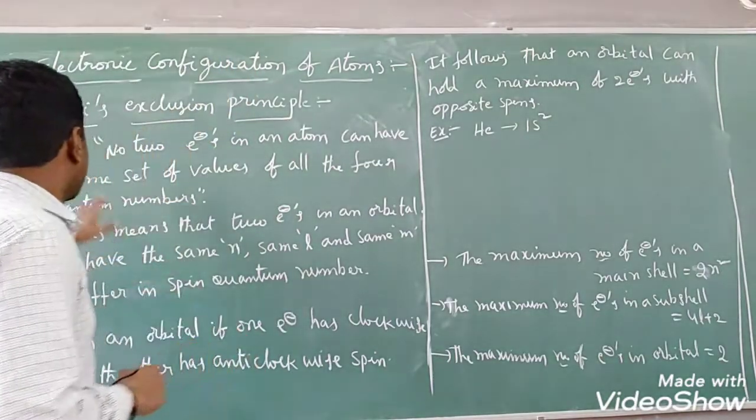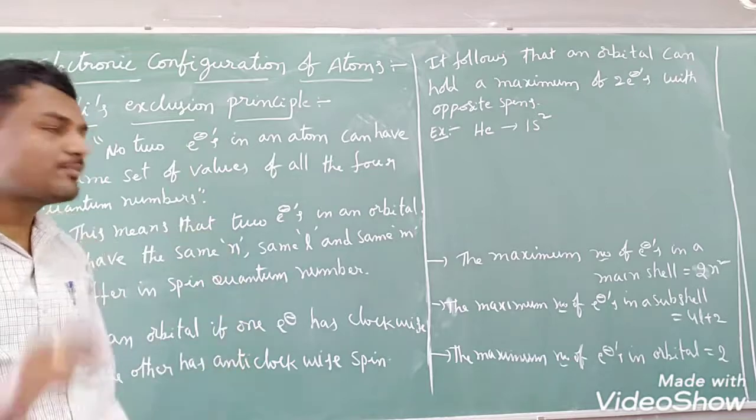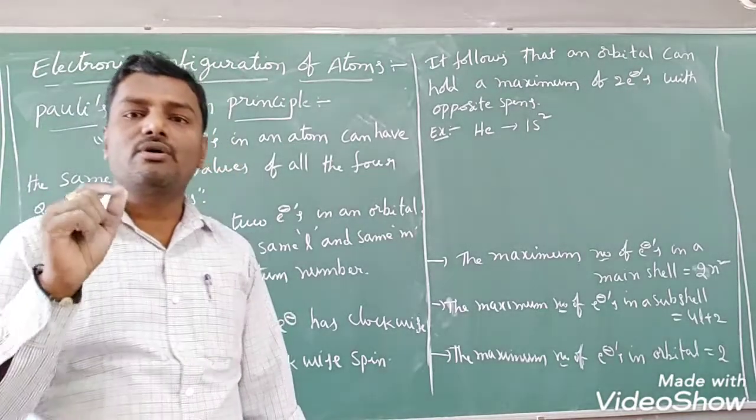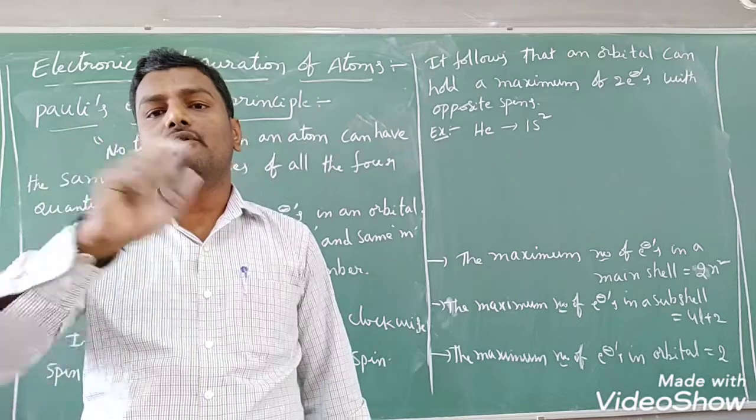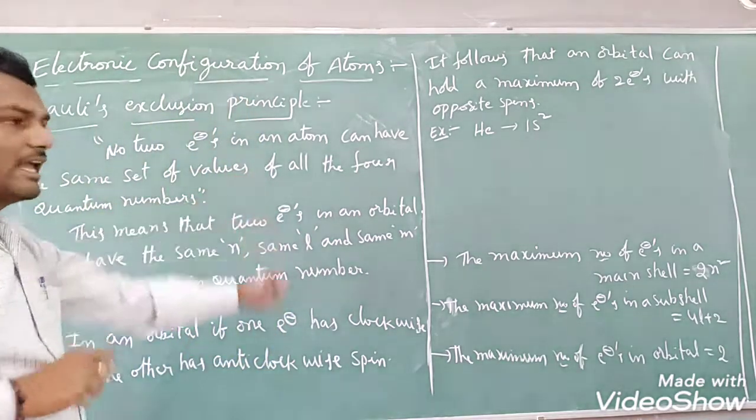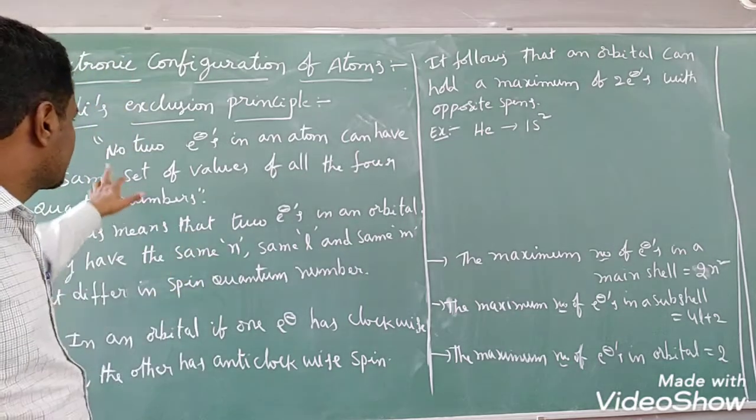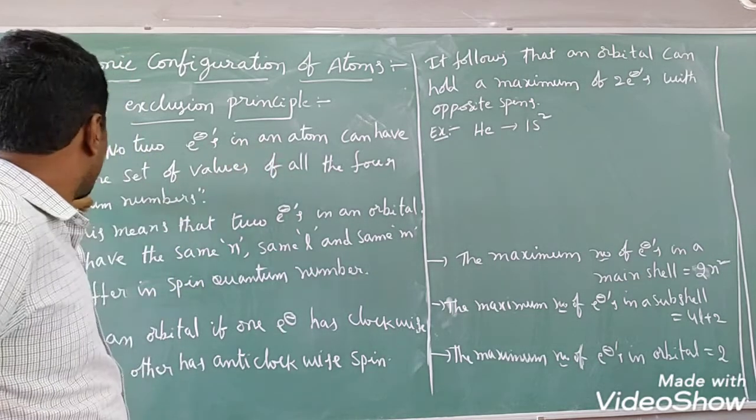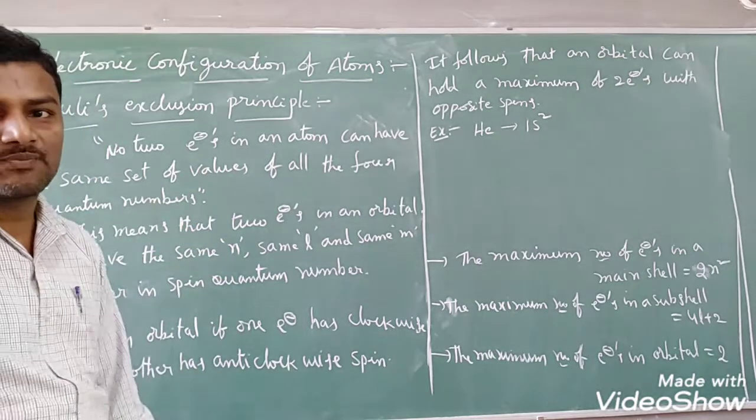Let us see, students, the next principle we have, that is Pauli's exclusion principle. So what does Pauli's exclusion principle mean? No two electrons in an atom can have the same set of values of all the four quantum numbers. Why no two electrons in an atom can have the same set of values of all the four quantum numbers, we are going to discuss.